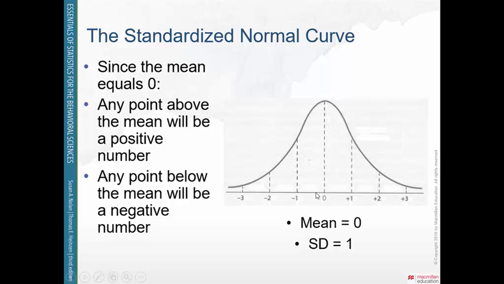With a standardized normal curve, as I said, the mean is 0, and the standard deviation is equal to 1. So this plus 1 here represents 1 standard deviation above the mean. This plus 2 is 2 standard deviations above the mean. Plus 3 is 3 standard deviations above the mean, and same in the negative direction. Negative 1 is 1 standard deviation below the mean, then 2 standard deviations below the mean, etc.